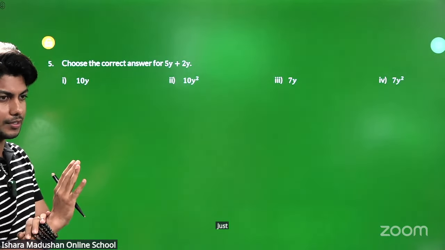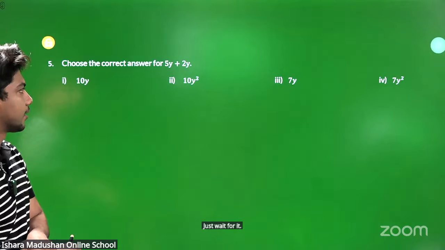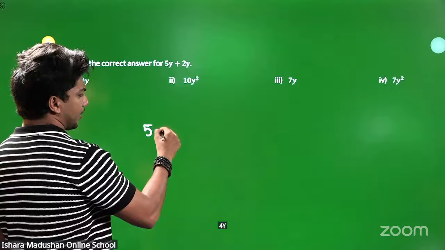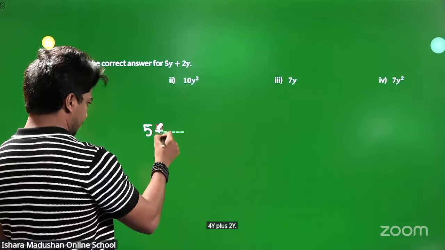Choose the correct answer for 5y plus 2y. 5y plus 2y.